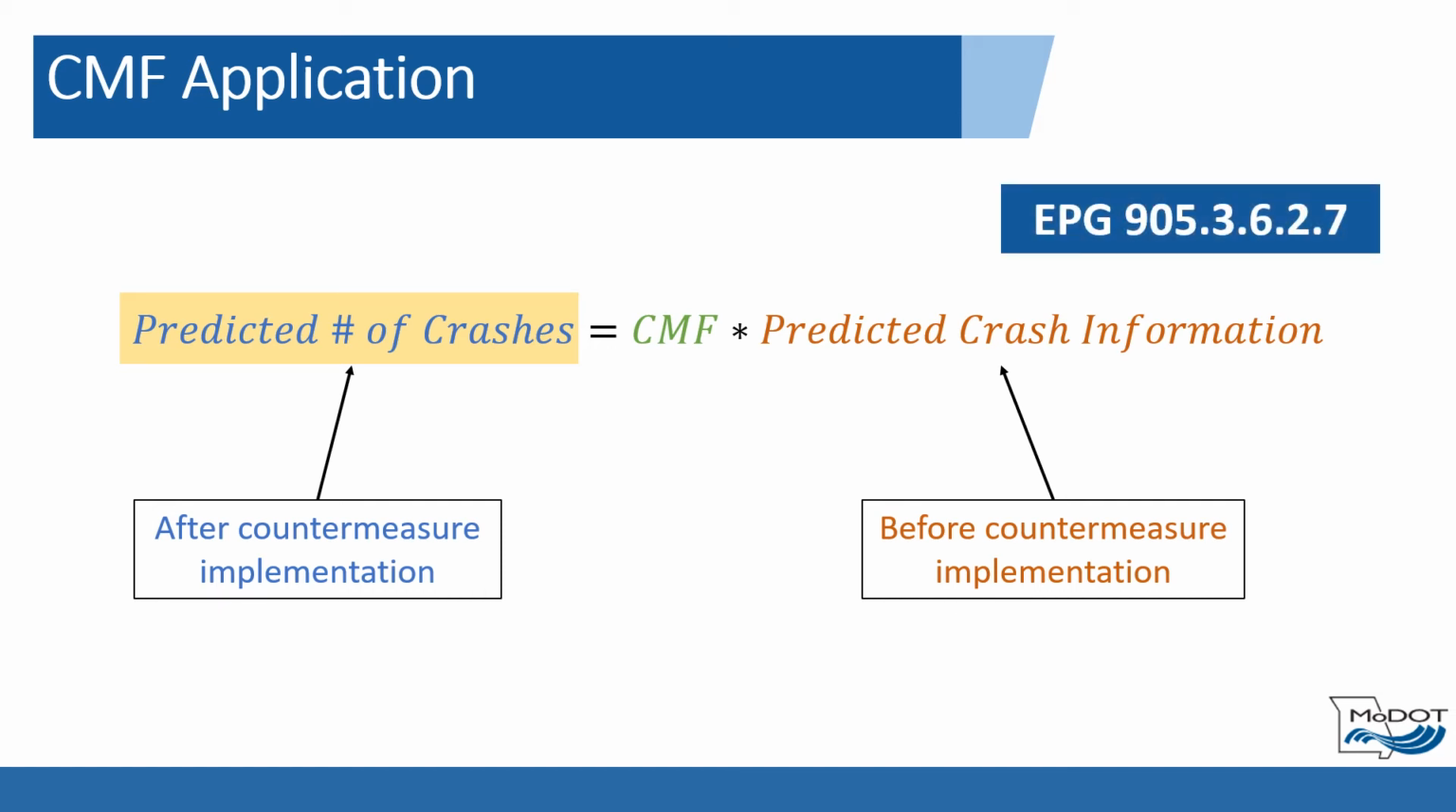This can then be converted to expected crashes using HSM methodology as outlined in EPG 905.3.6.2.7. If predicted crash analysis is not possible, the CMFs are multiplied by the crash information as revealed in the crash history at the location. While not the preferred approach, this calculation provides a sense of the anticipated number of crashes as a result of the proposed countermeasure.